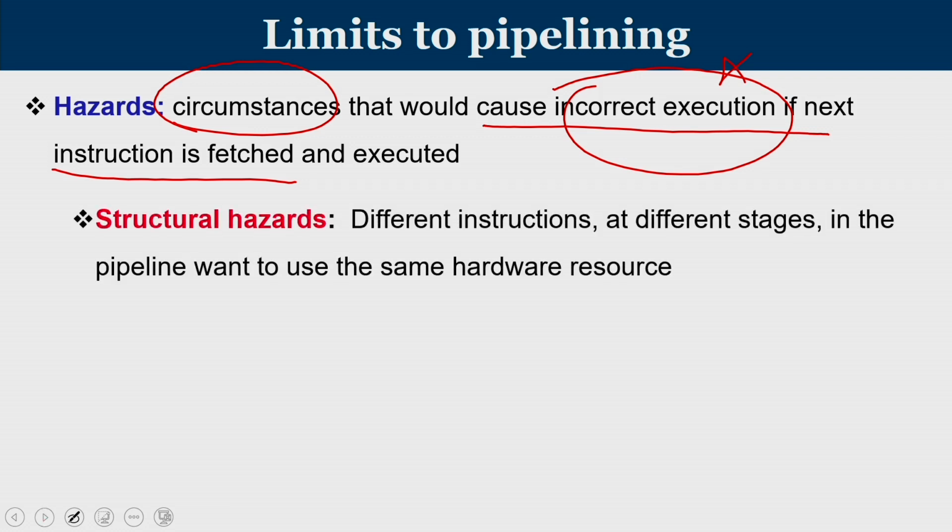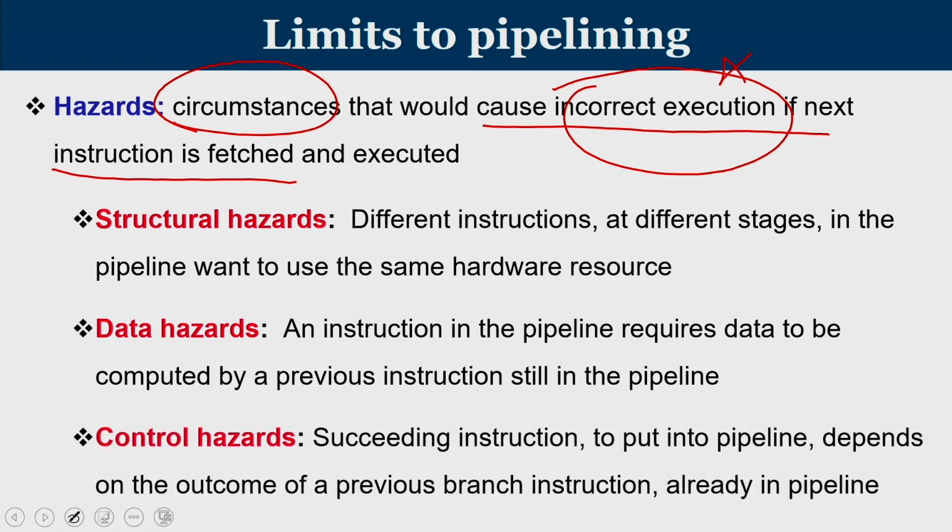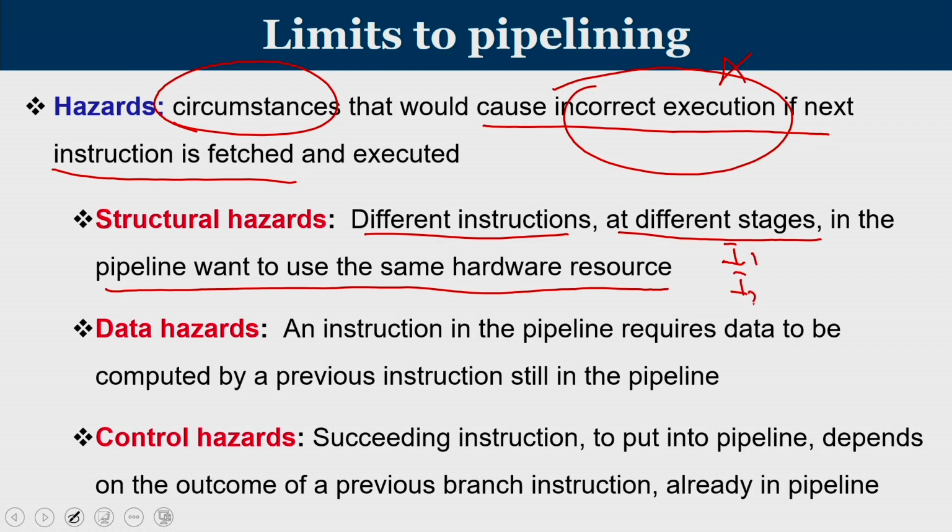Basically there are 3 different types of hazards. The first one is called structural hazard, the second one is called data hazard, and the third one is called control hazard. Structural hazard means that different instructions at different stages in the pipeline want to use the same hardware resource. If you have 2 instructions I1 and I2, both start their execution at different stages, but at one particular point both these instructions want the same resource, that is known as a structural hazard.